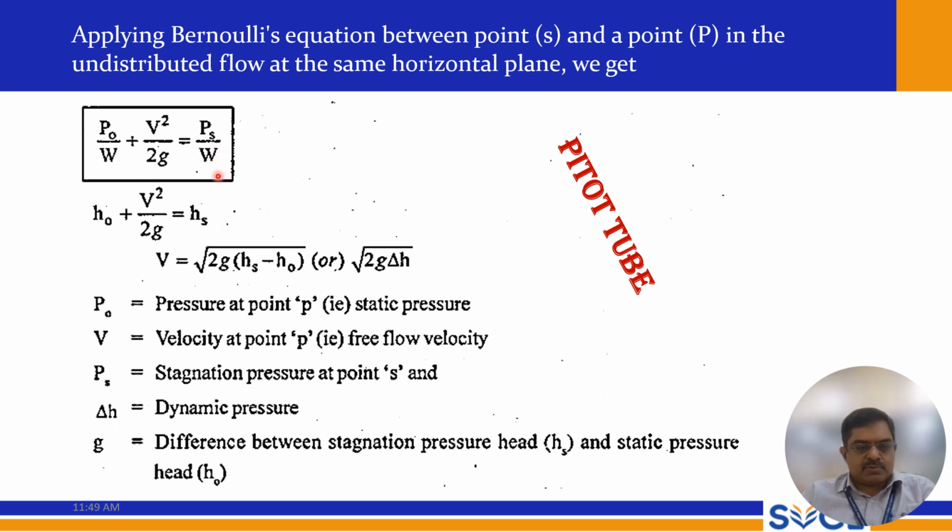by W. So here Hs is equal to this small equation, and this derivation is not required for our syllabus. And P naught is the pressure at point P. This is known as static pressure. Ps is stagnation pressure at point S, and delta H is dynamic pressure. It is the difference between stagnation pressure head and static pressure head. So in the previous diagram you could have seen static Hs and H naught.